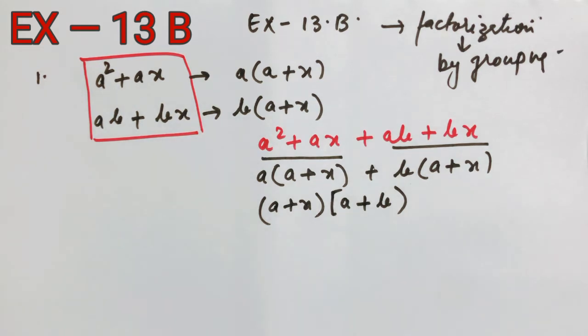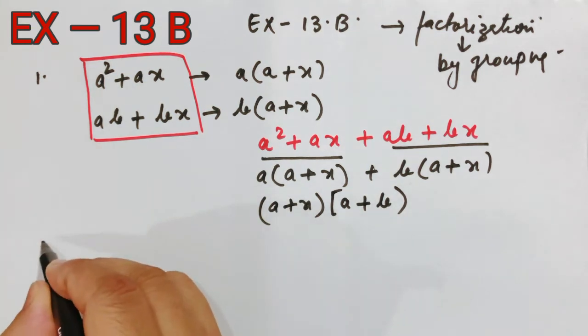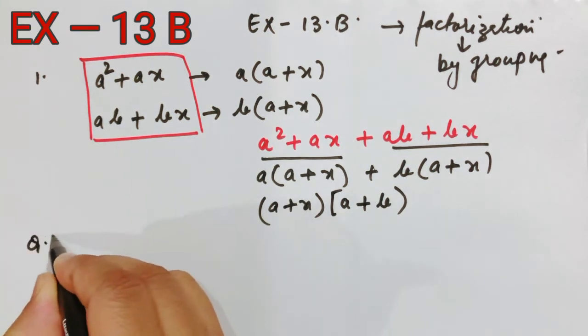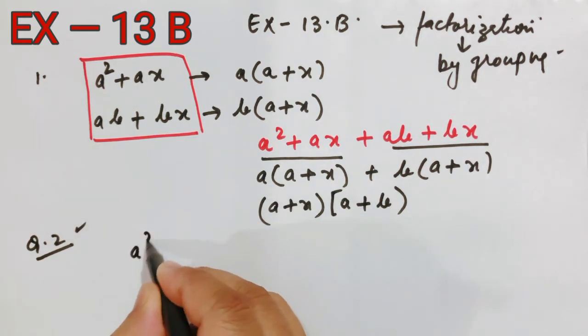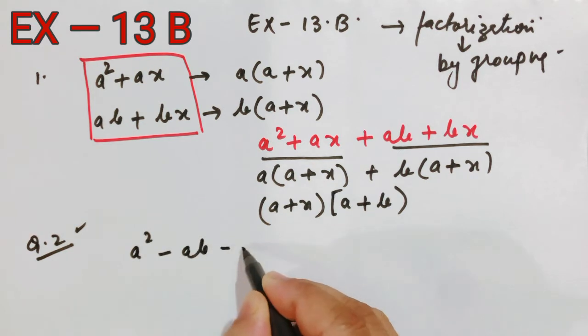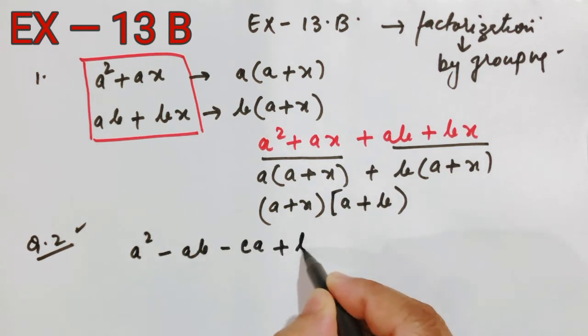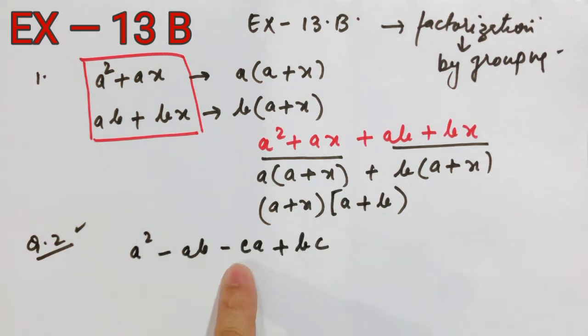Now I don't know who was telling me to prepare the video in Hindi. Yes, in Hindi. You people should learn Hindi from the very beginning. What is the problem if I speak a little English, tell me. Now the next sum: a square minus ab minus ca plus bc. Look, they have given you ca, don't get confused. Actually this is ac, isn't it? So we write the terms in alphabetical order.